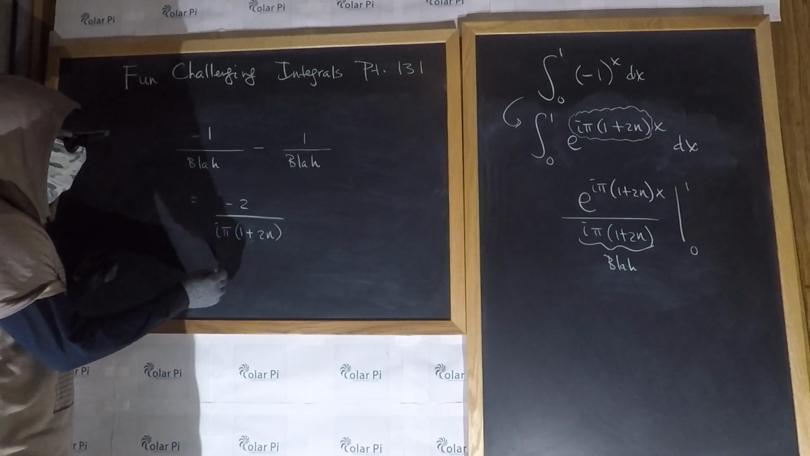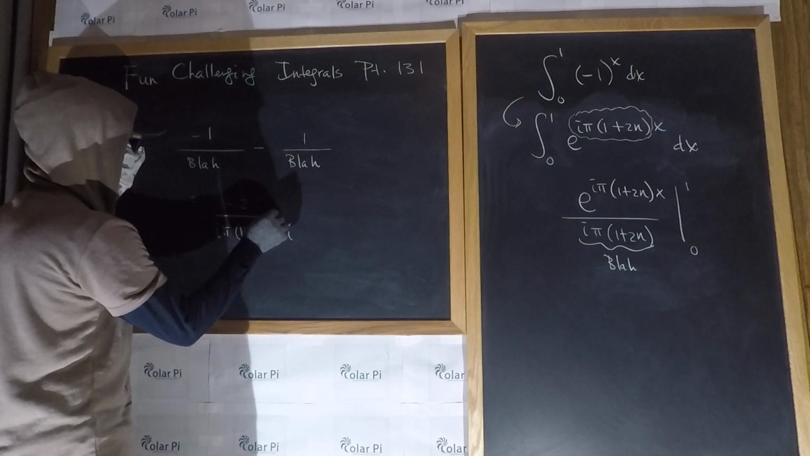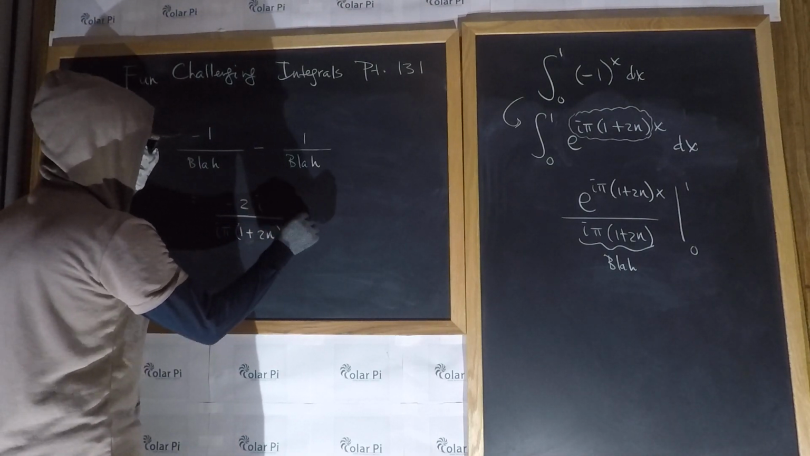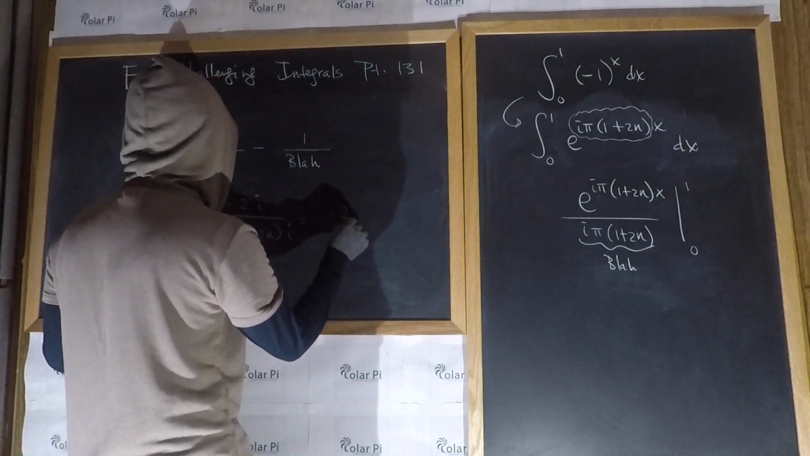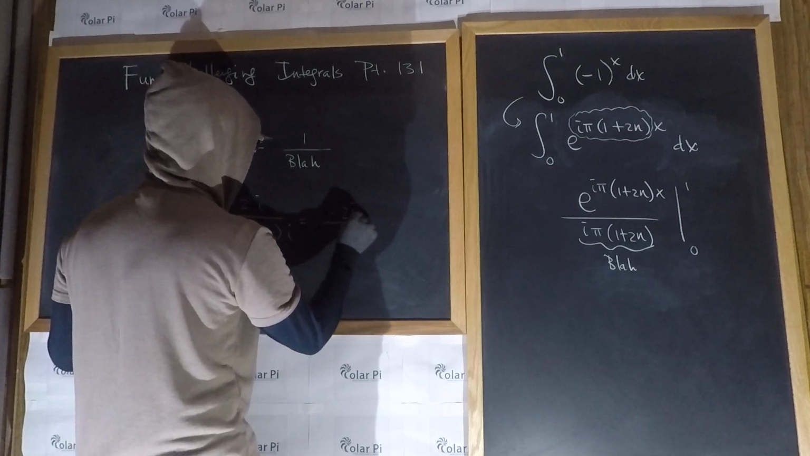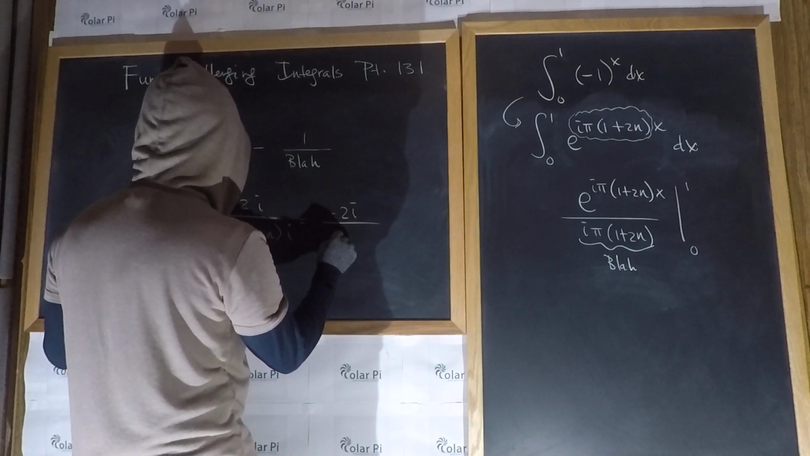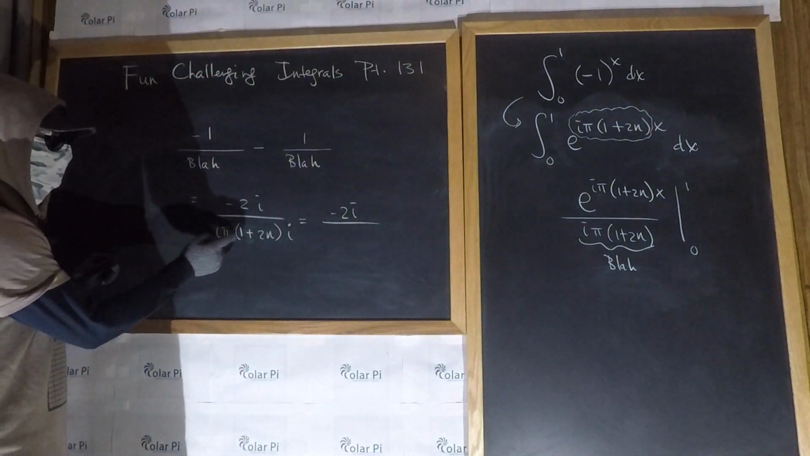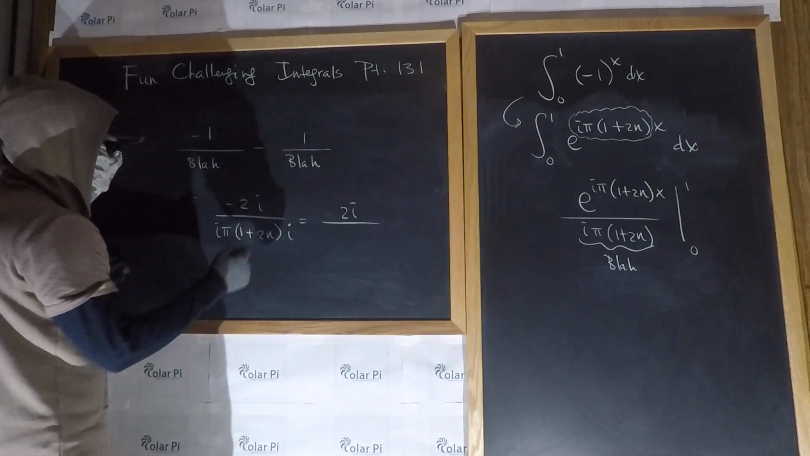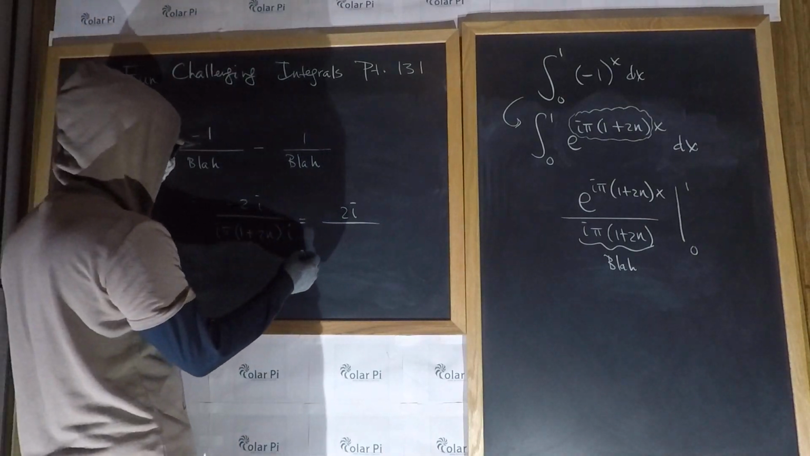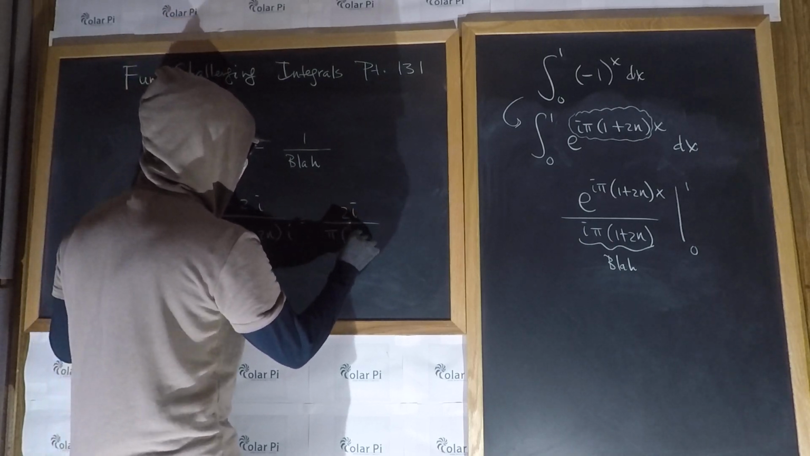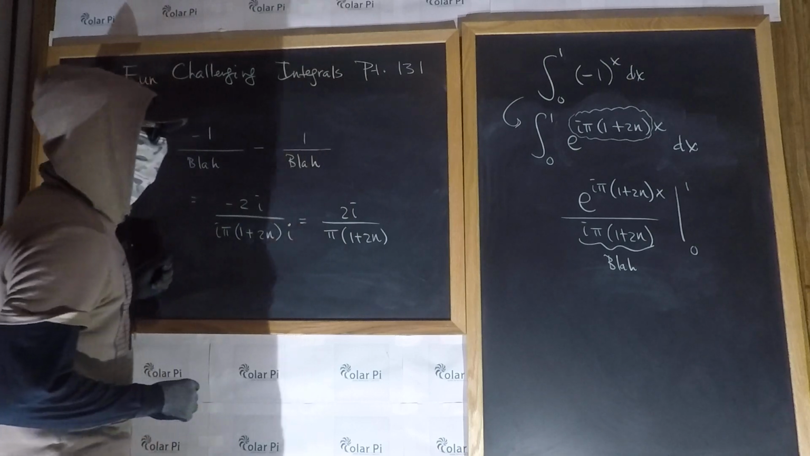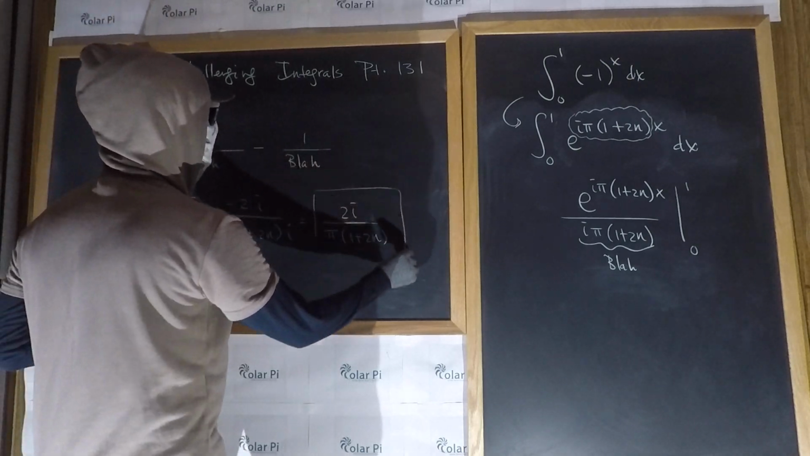Now, we know we can't leave our answer like this. We have to get rid of the i in the denominator, so we multiply by i top and bottom. And so we're going to get -2i over, and then it's going to be i squared, so that's going to take care of this negative in front of the 2. So the i is gone from the denominator, and we just get pi times (1 plus 2n). Okay, cool. So this is my final answer to that.